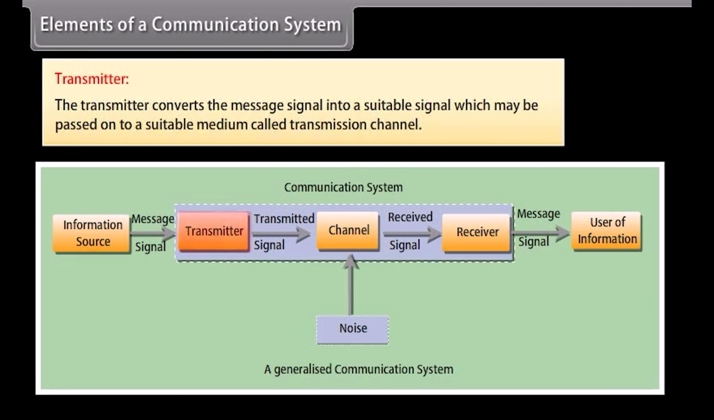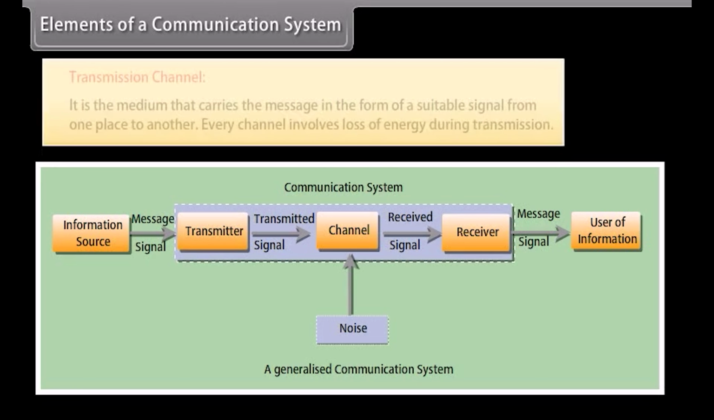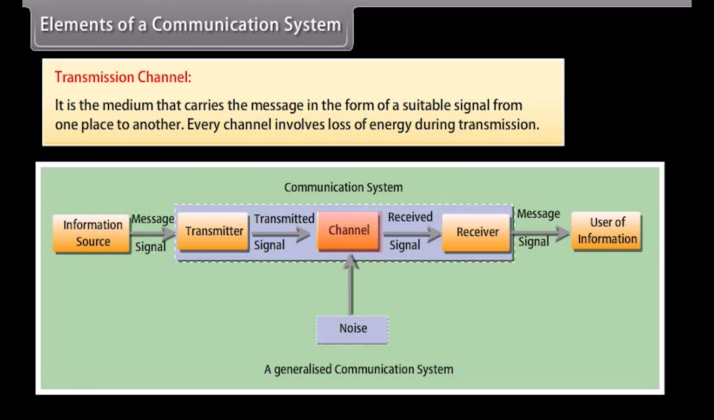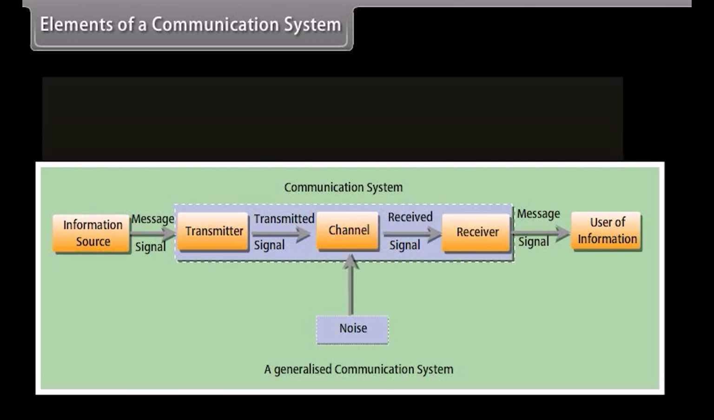Transmitter. The transmitter converts the message signal into a suitable signal which may be passed on to a suitable medium called transmission channel. Transmission channel. It is the medium that carries the message in the form of a suitable signal from one place to another. Every channel involves loss of energy during transmission.